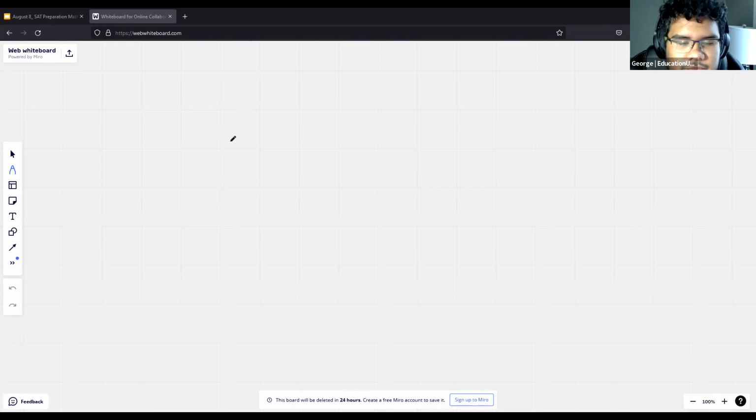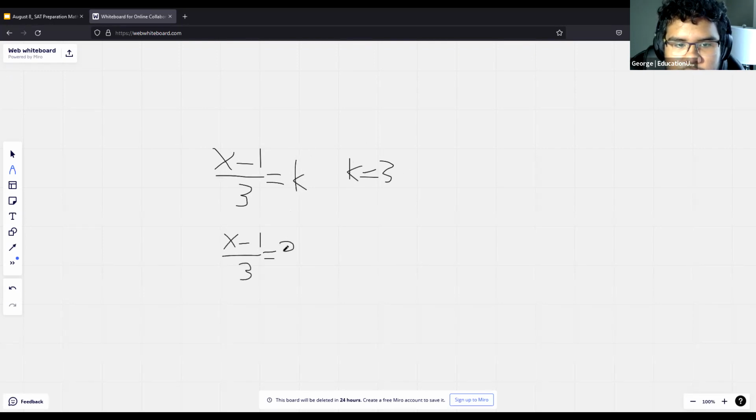Okay, let me continue and briefly explain this problem because it's kind of simple. So we have the original problem here: x minus 1 divided by 3 equals k. Normally this would not be exactly solvable, but we are provided a value for k. We know that k equals 3. So what you must do is substitute this value in place of k. You write 3 here, and from here you can proceed to solve for x.